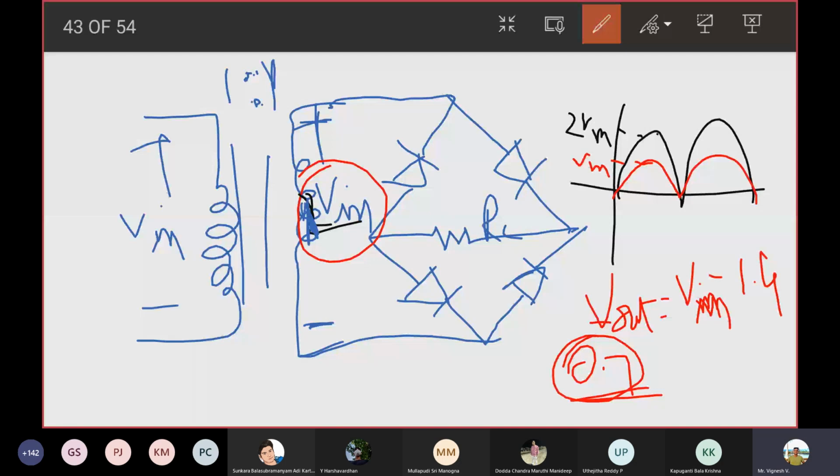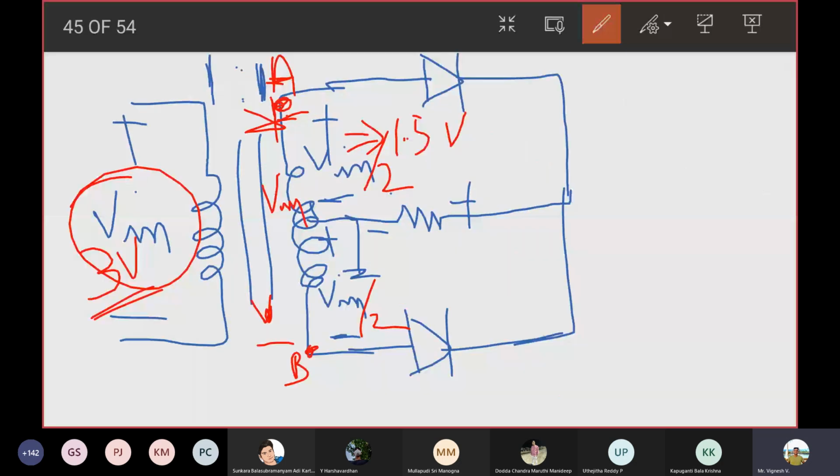Because it's a bridge rectifier. But for a center tap full wave rectifier, what does the diode see? The diode sees 2 times VM. Why? Because you have an output voltage of VM here, and the voltage across the first diode will be VM if the turns ratio is 2, right? So that's the reason you end up getting this. The PIV is different for all the 3 circuits.